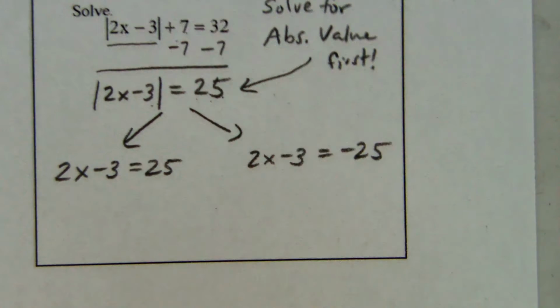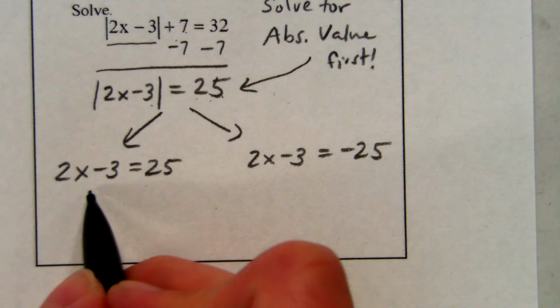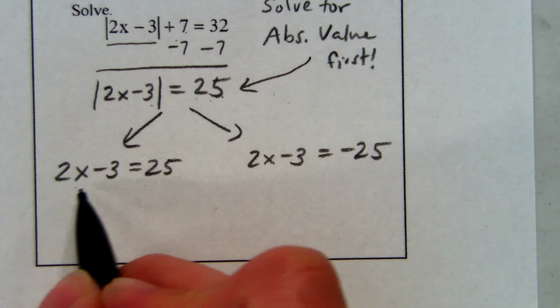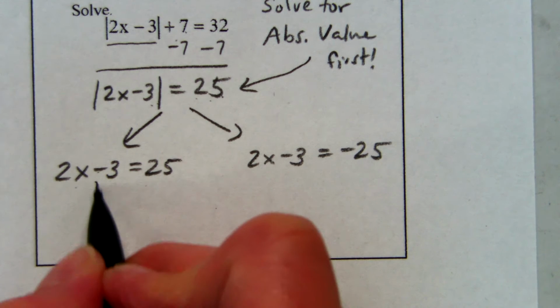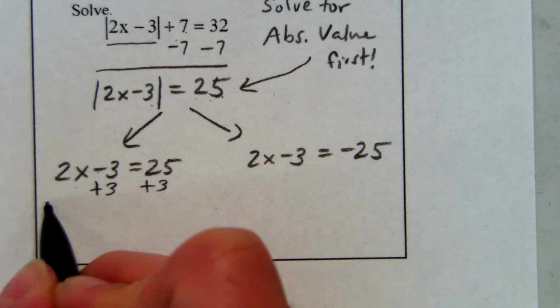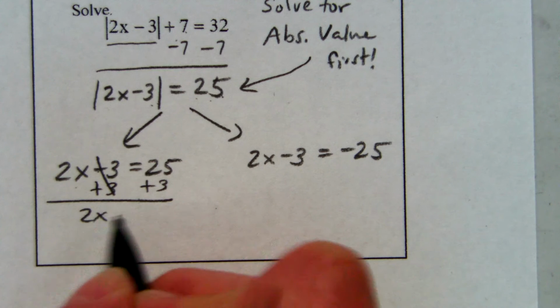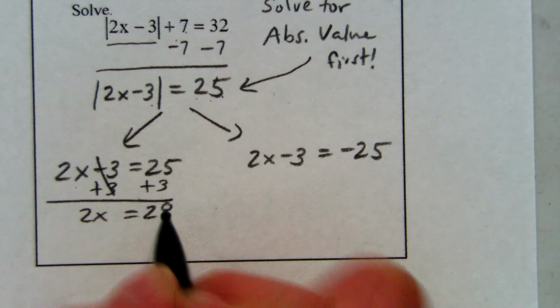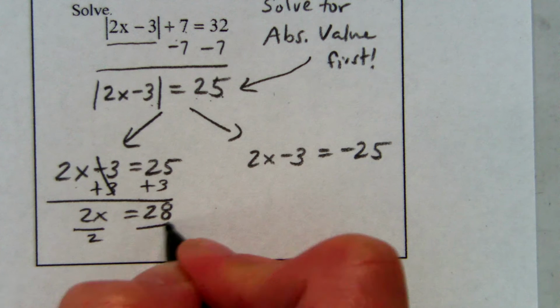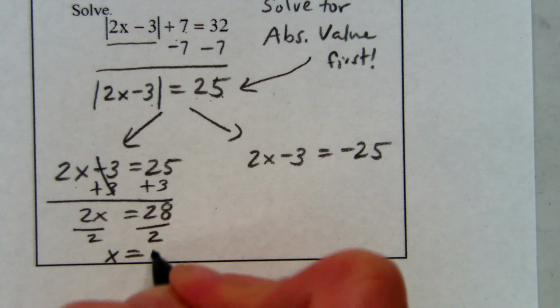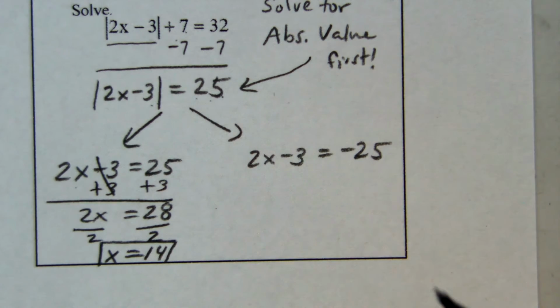Alrighty, so these are two-step equations. How do I solve the first one? What do I do first? Add 3 and then divide by 2. Okay, so we're going to add 3 to both sides. That'll give us 2x equals 28. And then you're right, we would divide by 2 next. So it's just normal solving equations when you get to this point. We get x equals 14.